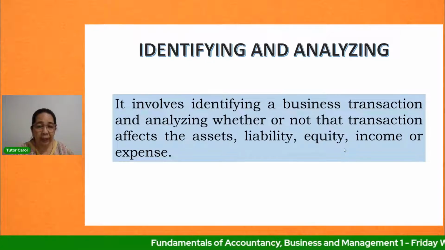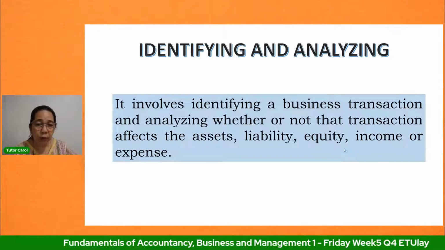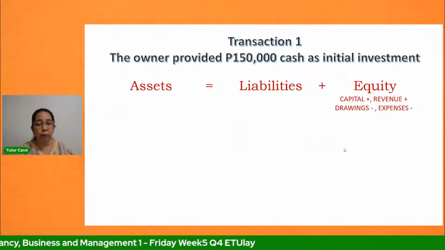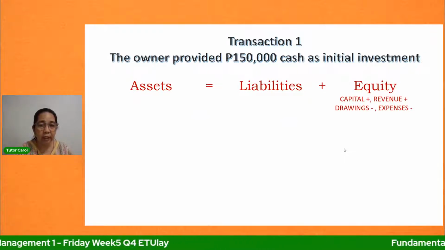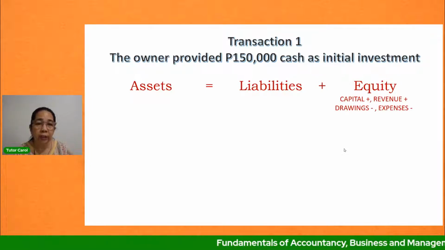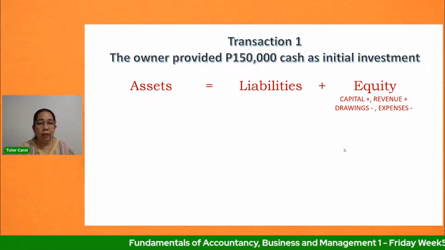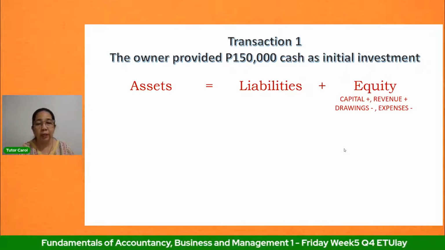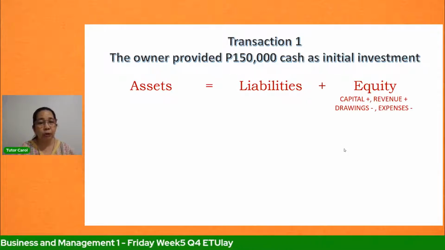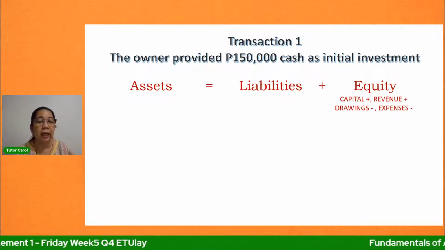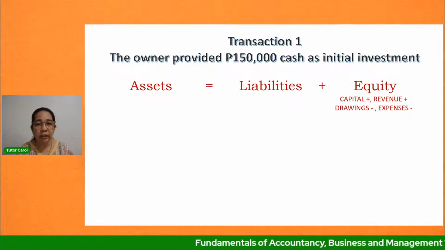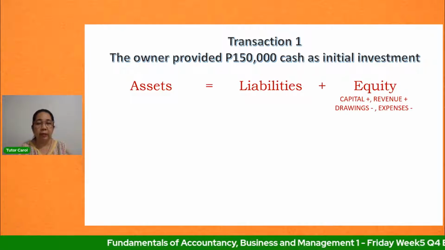So saan ka ba mag-identify? So di ba, from the source documents. Okay, mga pieces of papers yon. Doon mo hahanapin kung ano ang related to the business and kung ano ang financial in nature. So I have here transaction number 1. Okay, analyzing tayo na. Na-identify na natin mula sa mga source documents. Now, nasa analyzing tayo. The owner provided 150,000 cash as initial investment.